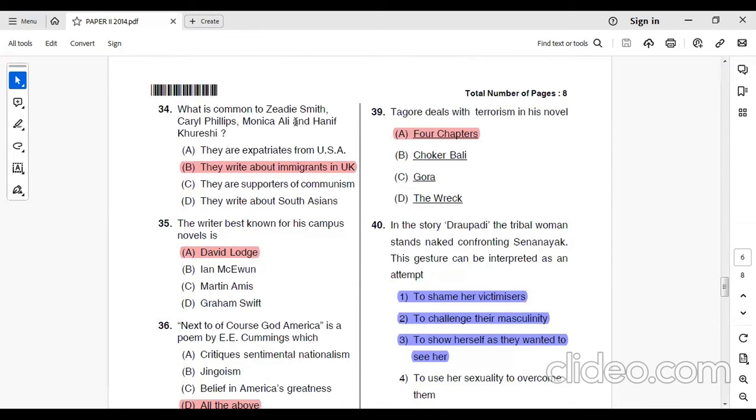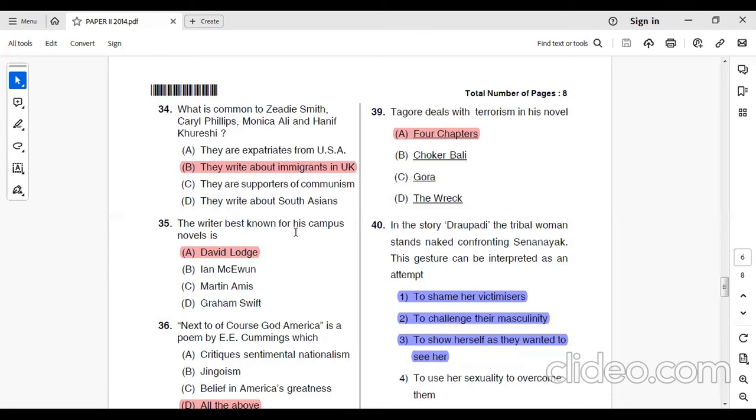What is common to Zadie Smith, Caryl Phillips, Monica Ali, and Hanif Kureishi? They write about immigrants in the UK. So these three authors, Smith, Phillips, Monica Ali, and Hanif Kureishi, they write about immigrants in the UK. Now we are moving to question number 35.